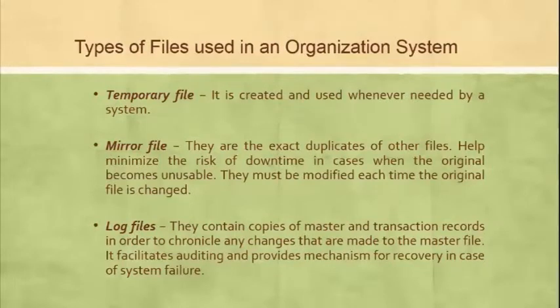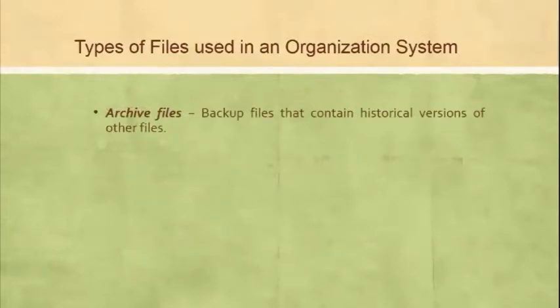Mirror files are exact duplicates of other files. They help minimize the risk of downtime in cases when the original becomes unusable. They must be modified each time the original file is changed. Next, we have log files. They contain copies of master and transaction records in order to chronicle any changes that are made to the master file. They facilitate auditing and provide a mechanism for recovery in case of system failure. Next, we have the archive files. These are backup files that contain historical versions of other files.